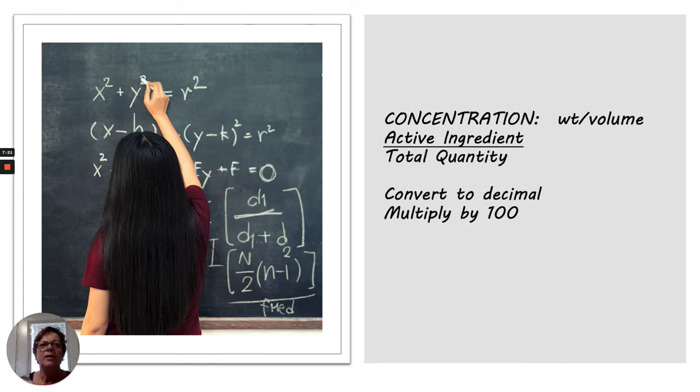When you're looking at concentration, weight, and volume, you're going to put the active ingredient over the total quantity, and you convert to a decimal, and then multiply by 100. So really easy formula.